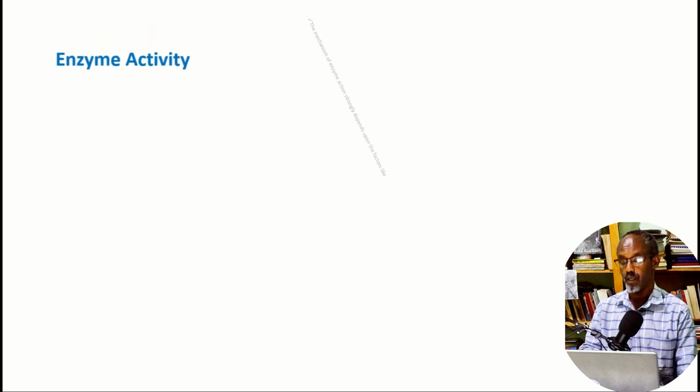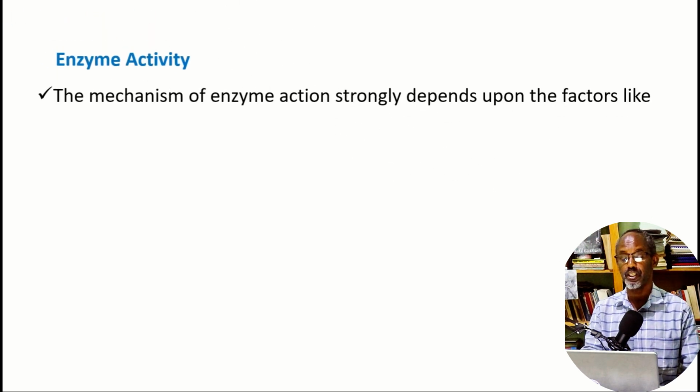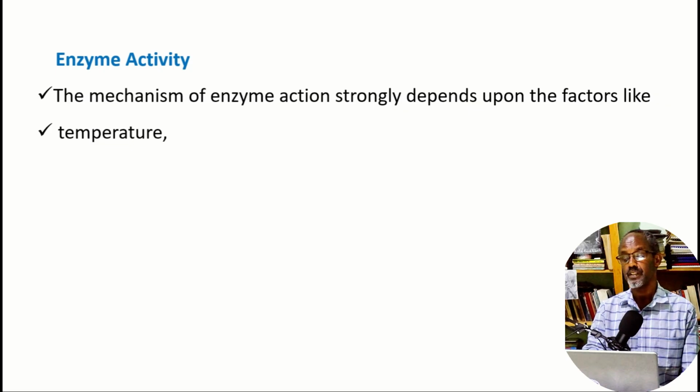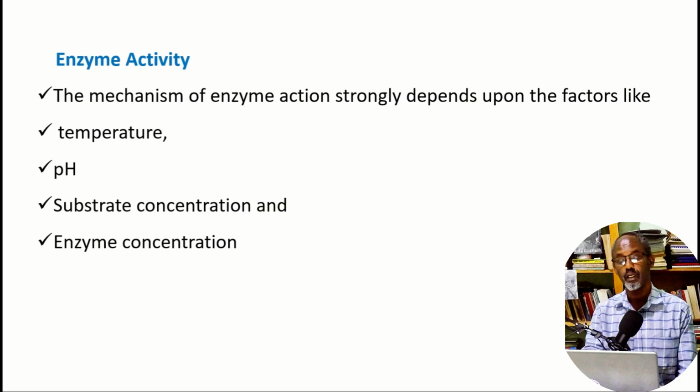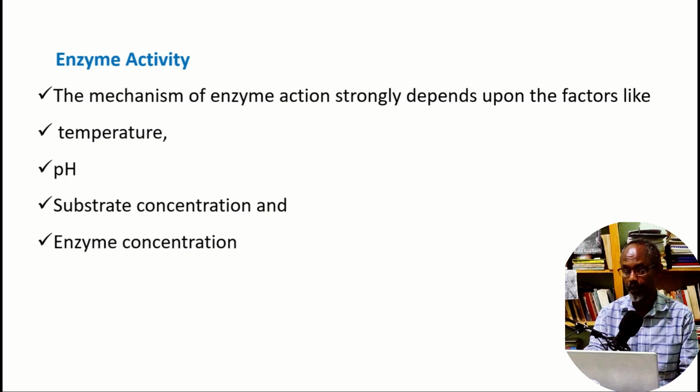The other property, enzyme activity. Mechanism of enzyme action strongly depends upon factors like enzyme activity. We have to consider what factors affect the enzyme activity: temperature, pH, substrate concentration, enzyme concentration. All these affect the activity of enzyme. Therefore, when we say enzyme activity as physical factor, we are mentioning environmental factors that affect enzyme activity. And these are the four important: temperature, pH change, substrate concentration, and enzyme concentration, of course.